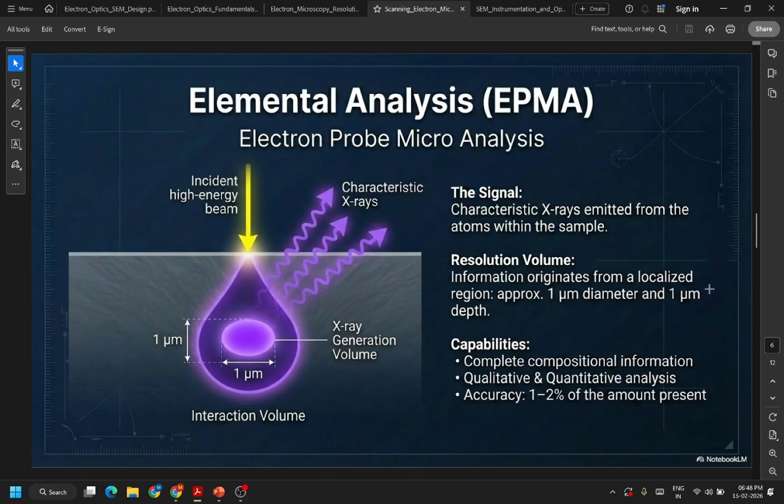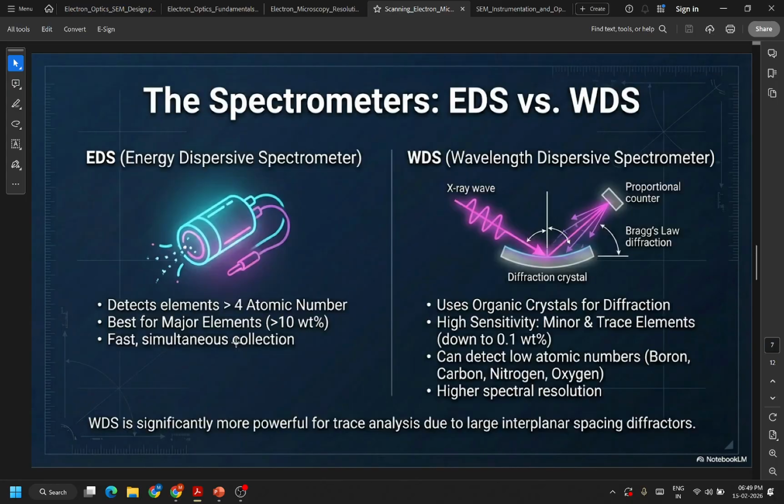Now there are different types of spectroscopy analysis that you can also do. One is called EPMA, electron probe microanalysis, which is used to read the characteristic X-rays which are emitted from our atoms, so the information is obtained from a localized region, and this gives us the compositional information of that region with both qualitative and quantitative analysis.